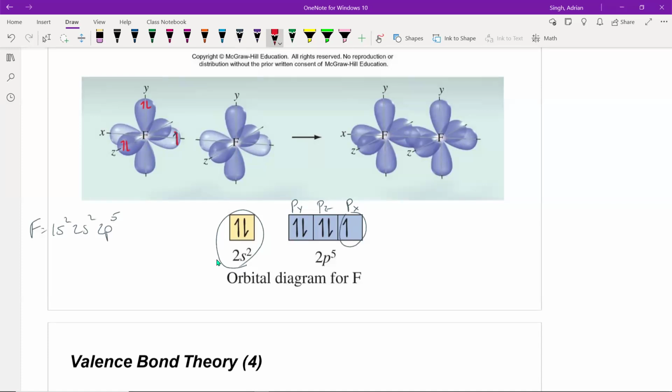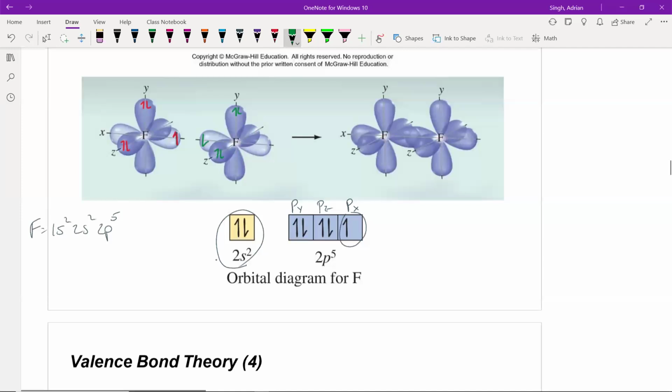Let's make this the same color. And then in the neighboring F atom, which has green electrons, well, we have the same thing happening, right? We have two electrons in the py. We have two electrons in the pz. And we have one electron here in the px.